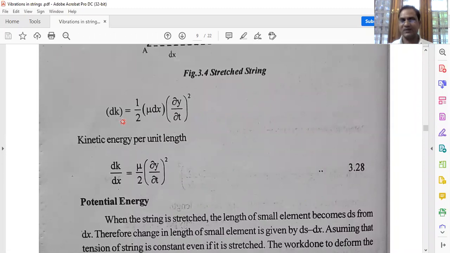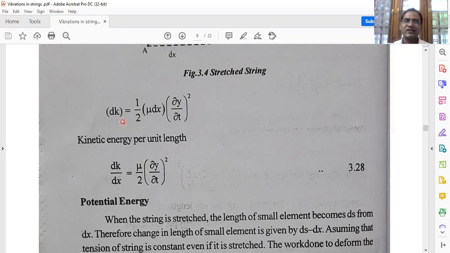Now the kinetic energy of that small segment, kinetic energy equal to half mv square. We know that mu is the linear density. Linear density is nothing but mass per unit length. But here we have taken dx length. So for unit length the mass is mu, then what would be the mass of the segment of length dx? This is mu into dx. Hence, the mass of a small segment of length dx is equal to mu into dx.